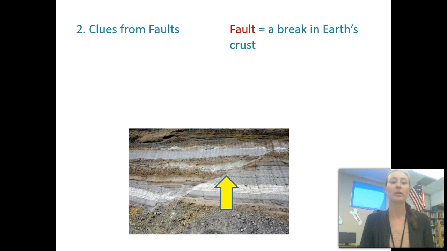We can use clues from faults to determine the relative age. A fault is a break in Earth's crust, and forces inside Earth cause these rocks to move, and you can see the fault right here.